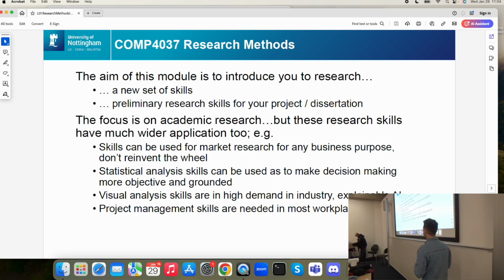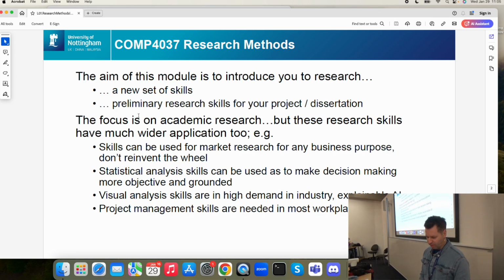Also, this module is intended to help you with your dissertation. Most of you will have dissertations and research projects, and this module is supposed to help you with that process. For example, how to read research papers, how to conduct a literature review, how to analyze data, how to visualize data. These are all research skills that will help you with your dissertation, and we're going to be studying them in this module.